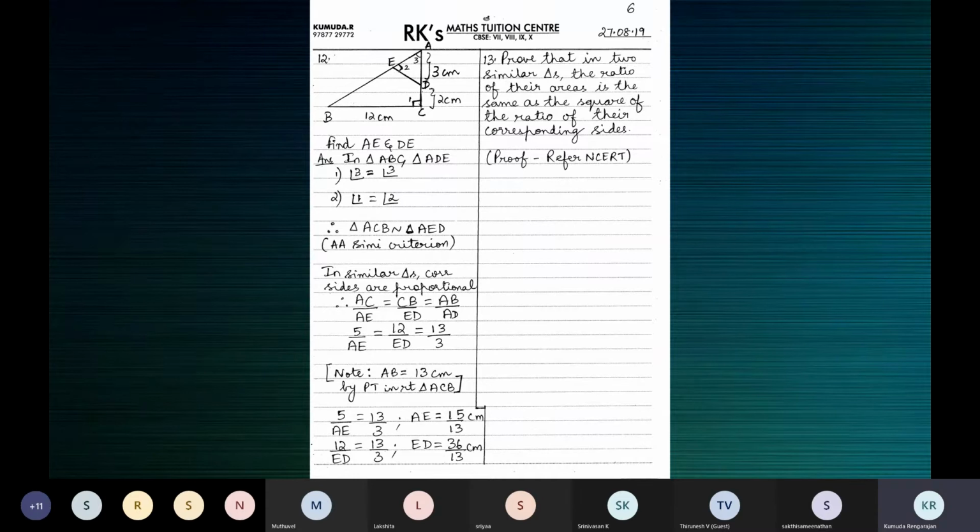Do this by yourself, similar to the earlier one. Do this by yourself. Please take down figure 12.